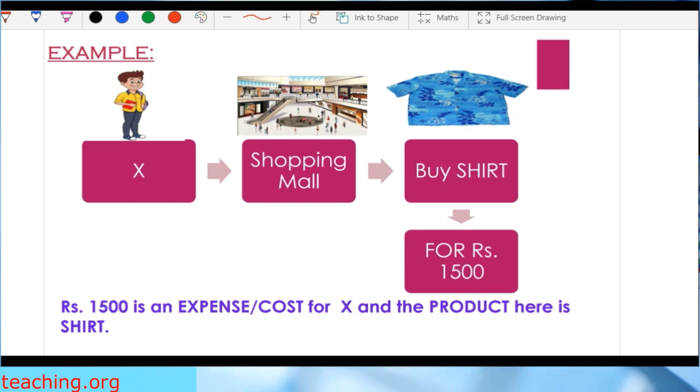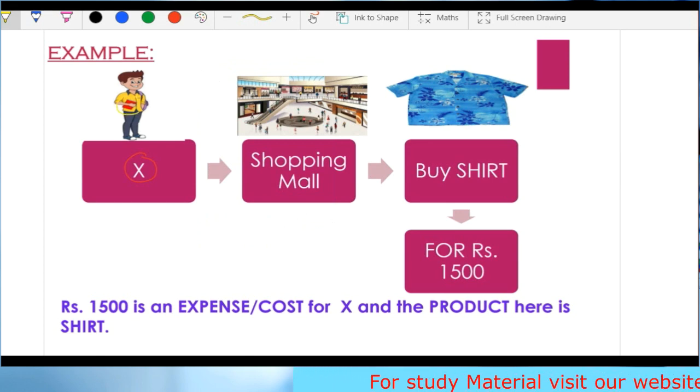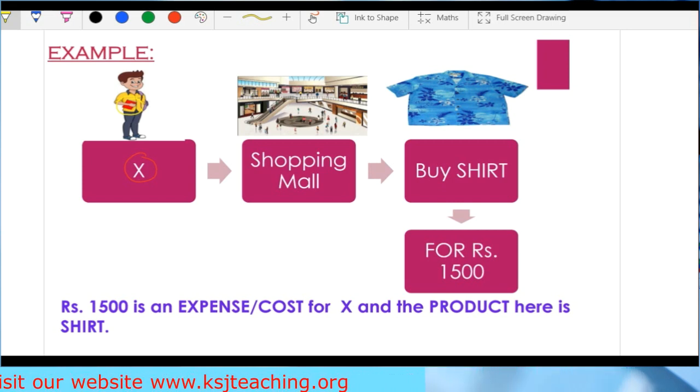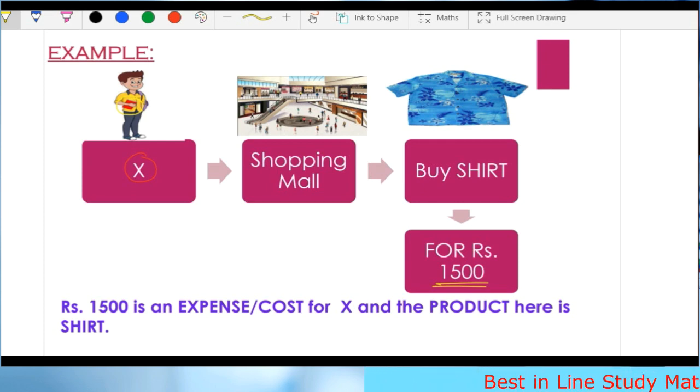Okay, now this X, a young boy, a college going boy, right? He wanted to buy a shirt. See, he has a book in his hand. He is going to the college, but instead of going to the college, he went to the shopping mall with his friends, right? In the shopping mall, he buys a shirt for rupees 1500. Now when he comes back home, he tells his parents that he went to the shopping mall today with his friends and I bought this shirt for rupees 1500.